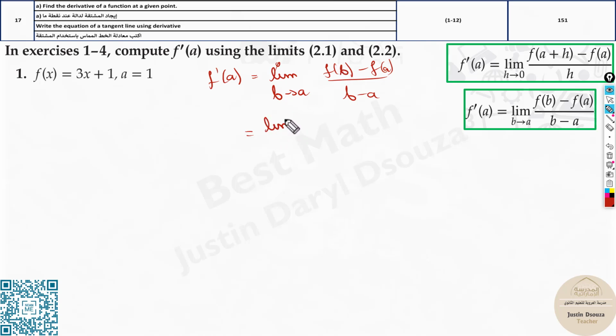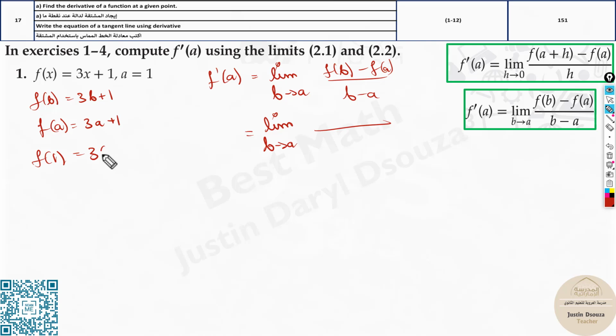See, for limit b tends to a, the numerator for f of b, it's just that instead of x, we put b plus 1. That's it. For a, what we do, instead of x, we put a. But what is the value of a? We know value of a is 1, right? So we can directly take it as 1. It will be 3 times 1 plus 1, that's 4. So we can directly use this. So f of b would be 3b plus 1.